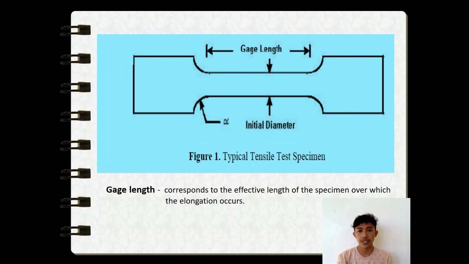The picture shows the typical tensile test specimen. The gauge length corresponds to the effective length of the specimen over which the elongation occurs. The gauge length is the reference length used in elongation calculations, depending on the test standard. The gauge length is either 2 inches, 80 millimeters, or 50 millimeters. Multiplying the width and the thickness within the gauge length determines the initial cross-sectional area before testing.